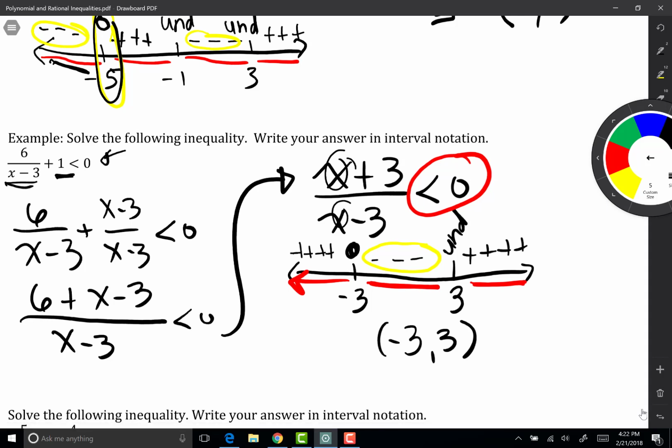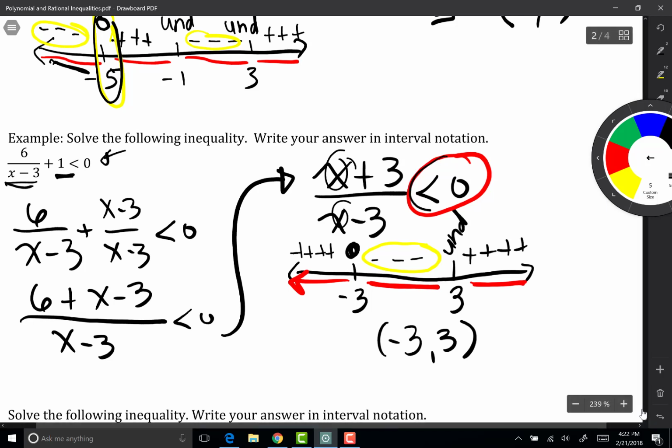And again, I don't want to include -3 because this doesn't have an equal sign here to include the 0. And I don't want to include +3 because that's where it's undefined.